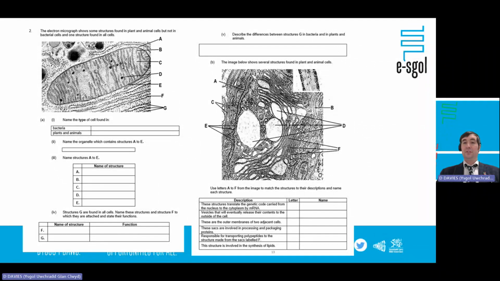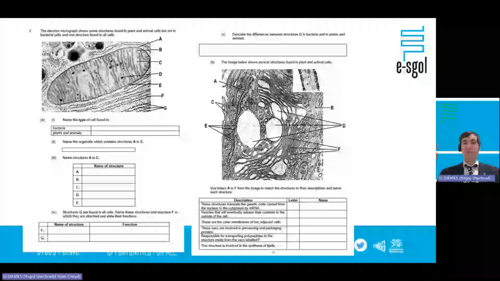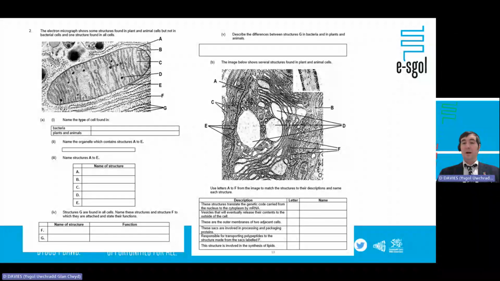The image below shows several structures found in plant and animal cells. Now, I am willing to admit the photocopying or my snipping of the picture there is a little bit squiffy. It's not great, but you can generally see what you need for the question.